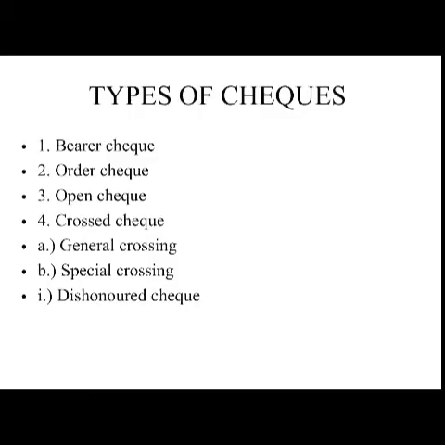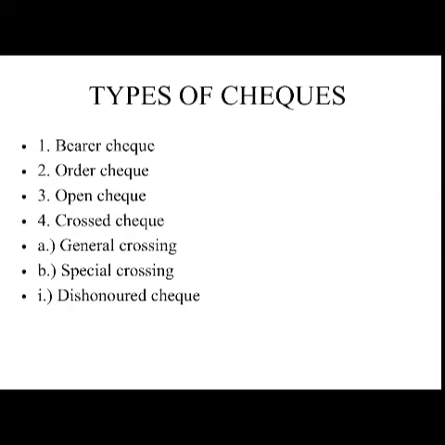Okay, so when you talk about a special crossing, a special crossing has two parallel lines drawn across its face with the name of the bank. So the difference is, with the general crossing, it has no name of the bank. You can take it to any bank where that payee has an account, while with the special crossing, it has the name of a specific bank written across those parallel lines. So for this one, the bank that has been written on those crossed lines is the one you're going to pay into.